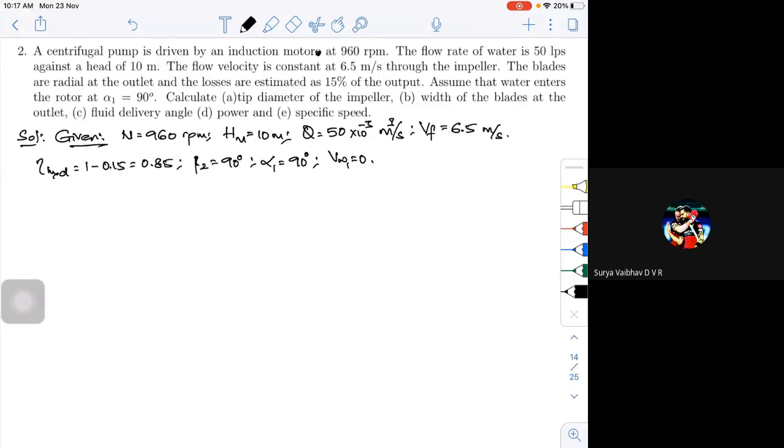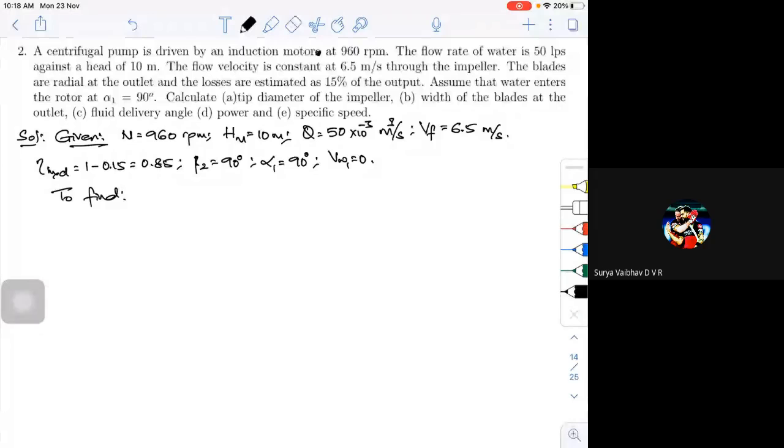If I try to draw the velocity triangle for this, I will get 2 right angled triangles, one at the inlet and one at the outlet, and both will be exactly opposite. Then let us put down what we are supposed to find.